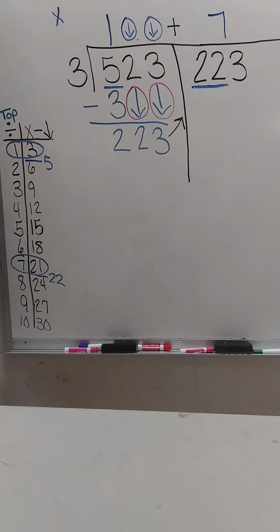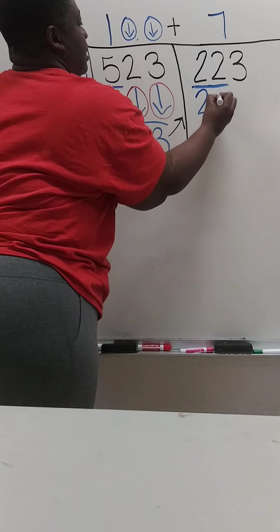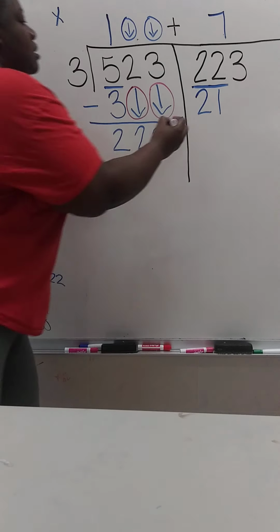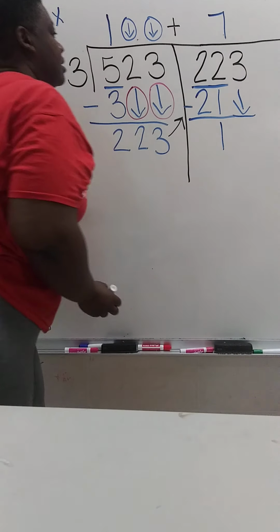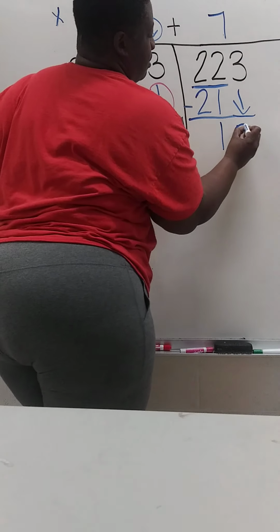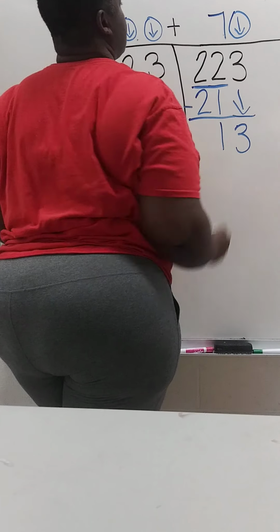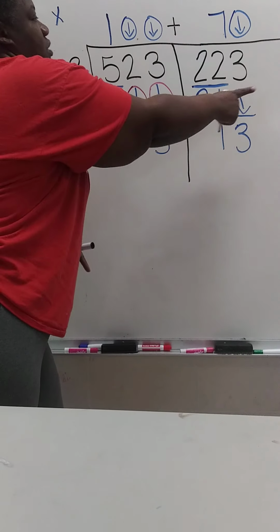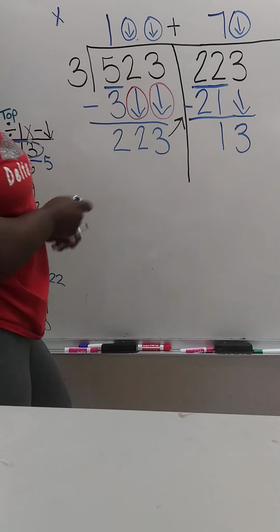And what's your next step? Divide, multiply. 7 times 3 is 21. Subtract. Bring it on down and bring it on back. Bring on down. We have 1 arrow, so we need 1 zero. 70 times 3 is 210. Right? So what's your next step?